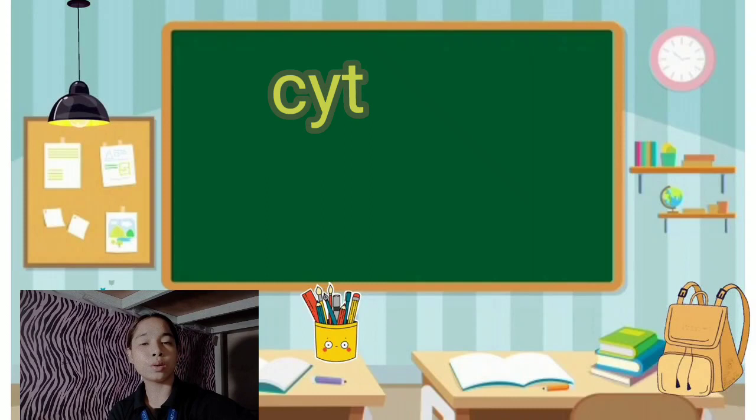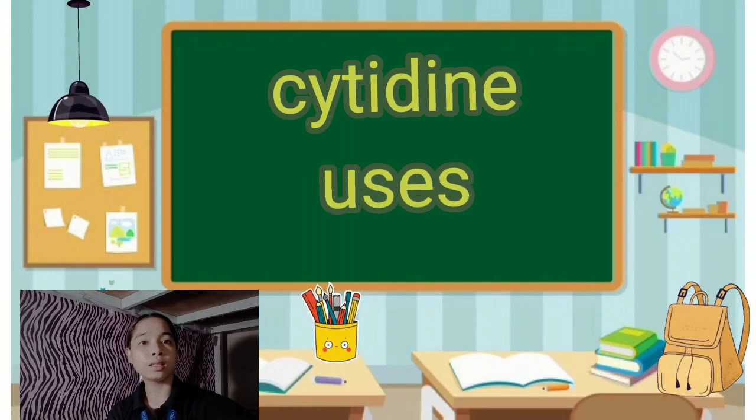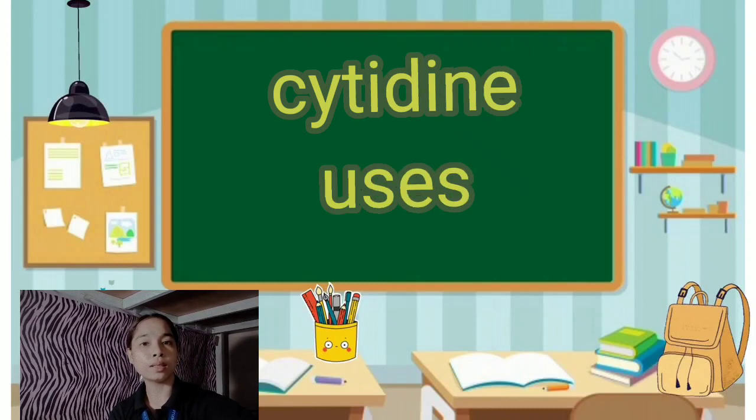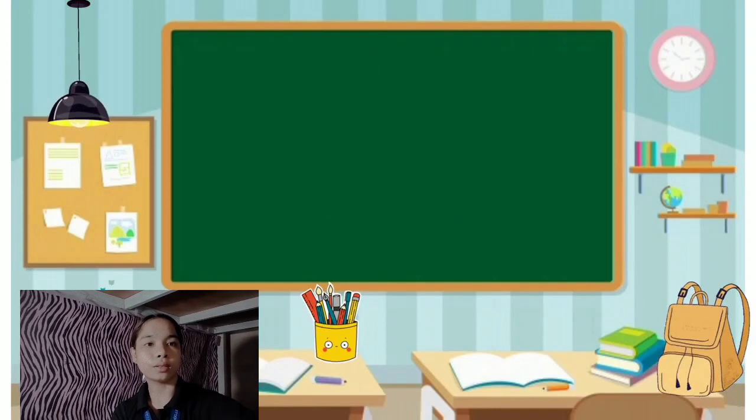Aside from its role in RNA, cytidine is also vital for glutamate cycling and glutamate or glutamine levels in the brain.